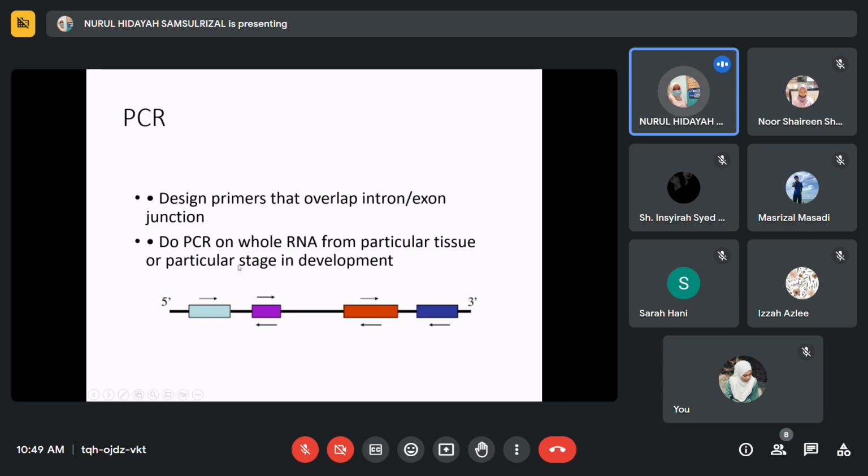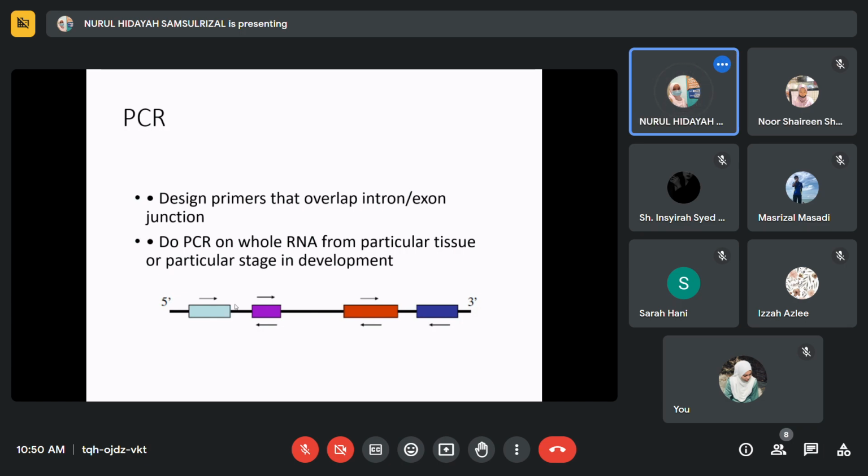Do PCR on the whole RNA from a particular tissue or a particular stage in development. So we make one primer that we design that will overlap. Confirm it will overlap. Okay, so you design, say, a 20 base pair primer. Try to design 10 on the exon and 10 on the intron, to see whether it can amplify or not. If you get amplification, you get the band, or sometimes you don't get a band, so you know which regions have alternatives and which do not.